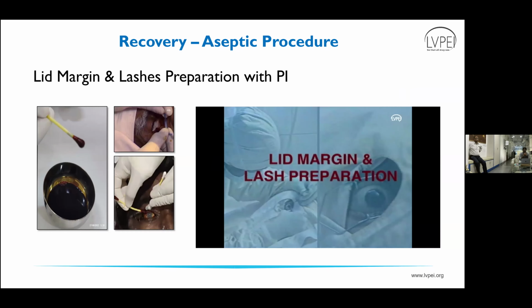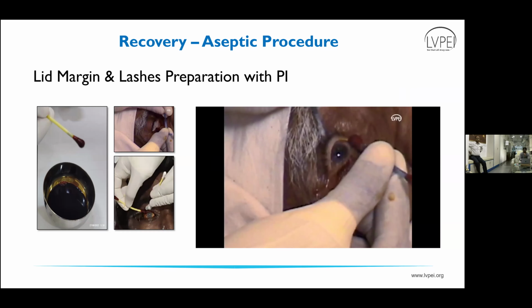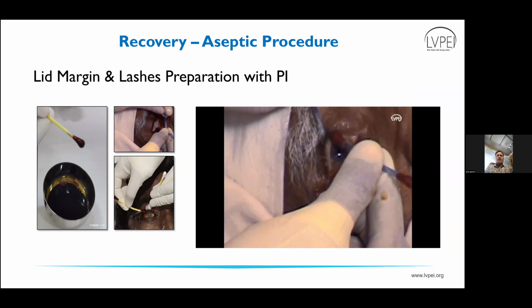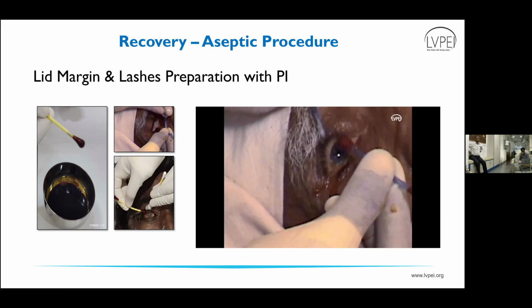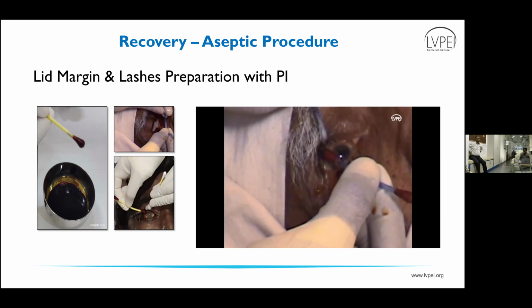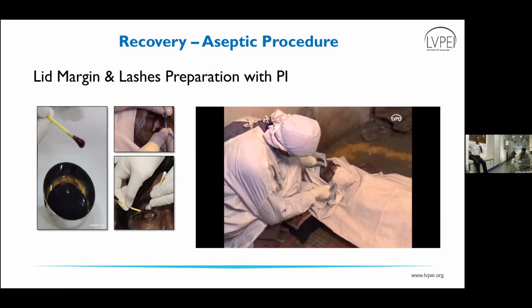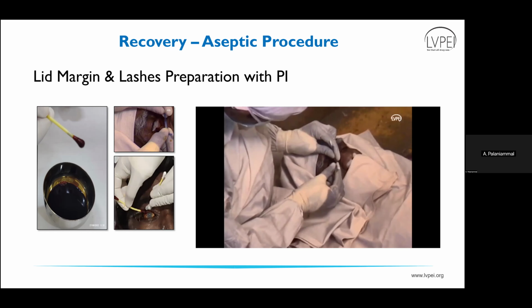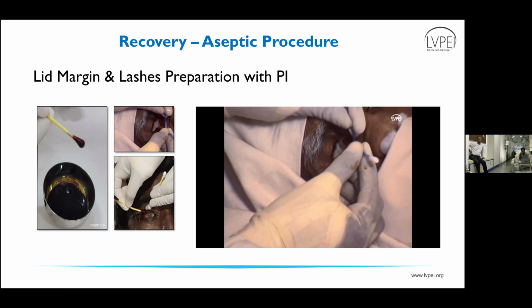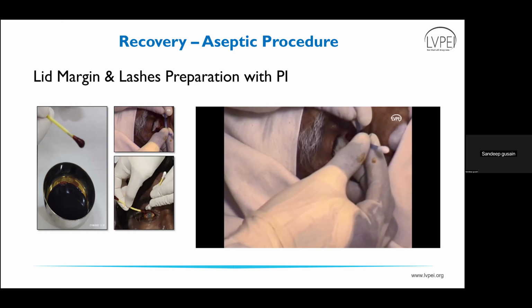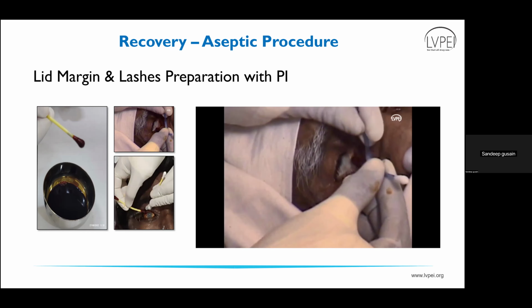Then lid margin and lashes preparation, again with the same povidone. Again you have to use another fresh cotton tipped applicator, dip it into 5% povidone, and start cleaning the lid margins. You have to use another cotton tipped applicator to roll back the lid, and then use the povidone-dipped cotton tipped applicator to start cleaning the lid margin and lashes once from the medial canthus towards the lateral canthus.